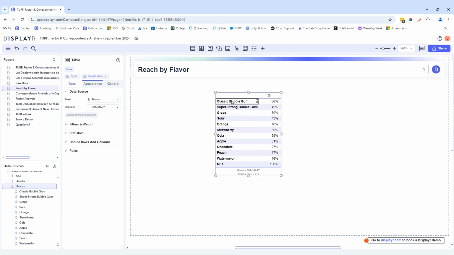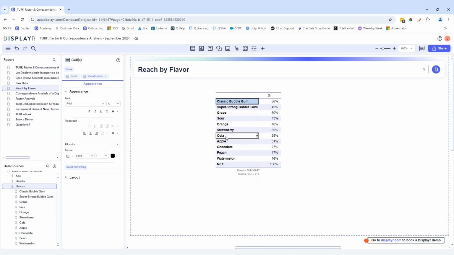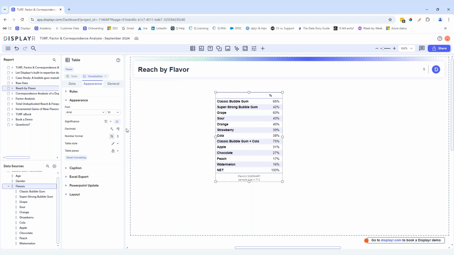One way to do so is simply adding a net of those two flavors to the summary table. Here we go. And we see the total unduplicated reach of a two-flavor portfolio with the classic bubblegum and cola flavors is 75%, or 74.7% to be more precise. The goal of this study is to find the best combinations of flavors to expand market reach.